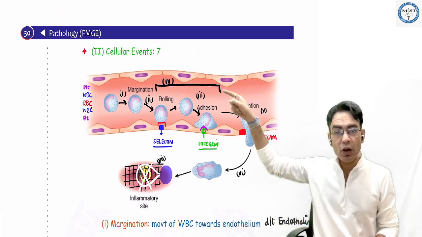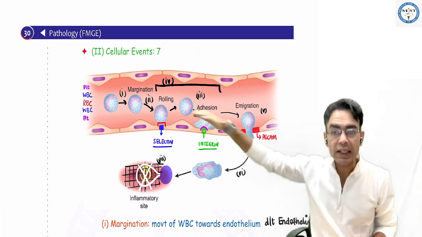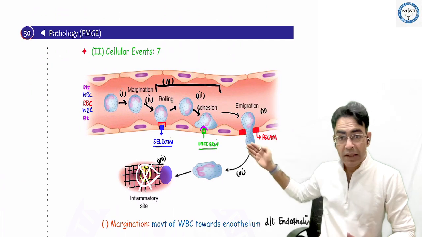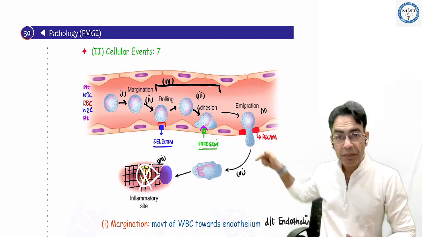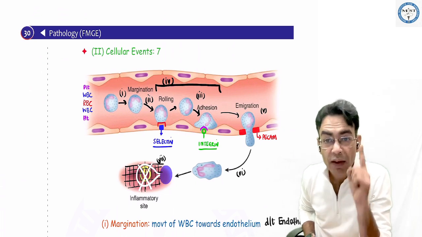Margination will not have any molecule. It's just a morphological appearance that the WBCs have covered the entire endothelial cell. But for diapedesis, remember the molecule PECAM. For chemotaxis, the best chemoattractant you have to remember is C5a.